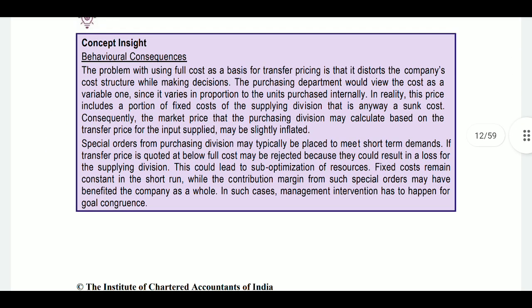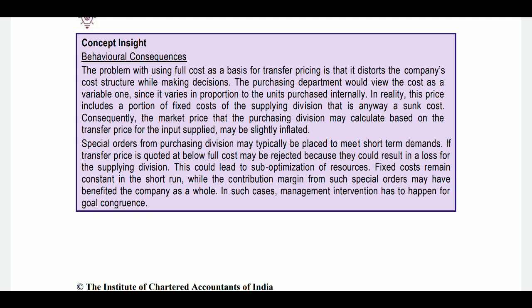Next, behavior concept. The problem of full cost is that it can distort the company's cost structure, where the purchasing department treats it as variable and purchases internally proportionally. And the fixed cost, which is always a sunk cost, will be added. With market price, the purchasing division's calculation based on the input supplied may be slightly inflated, where if you have any special orders, the purchasing division may typically place them to meet short-term demands.